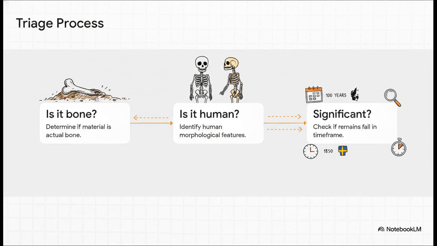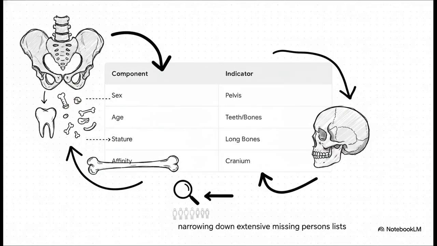For example, local dating cutoffs vary quite a bit. Denmark might use a 100-year rule, while Sweden uses a strict 1850 cutoff date to separate forensic cases from historical archaeology. Now, if the remains are deemed forensically significant, the expert constructs a biological profile.